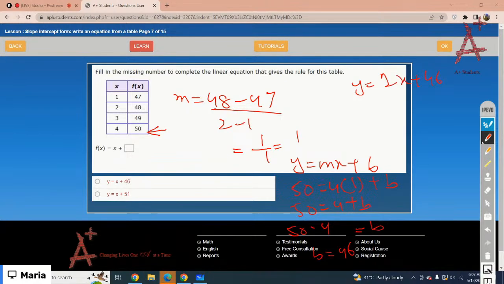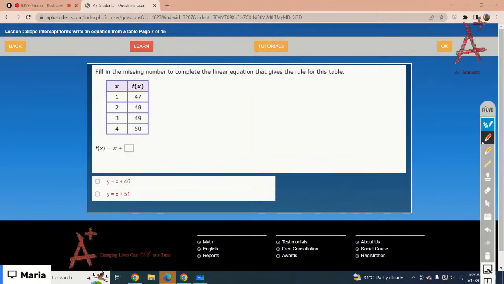Got it? So the correct option is y equals 1x plus 46. That means option number 1 is the correct option.